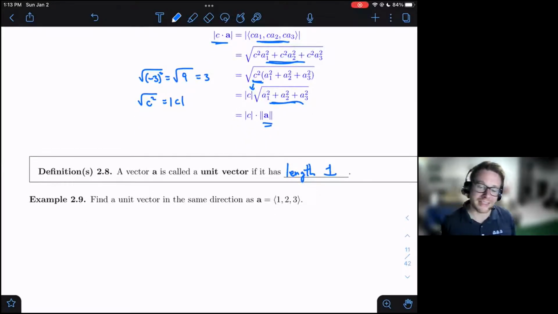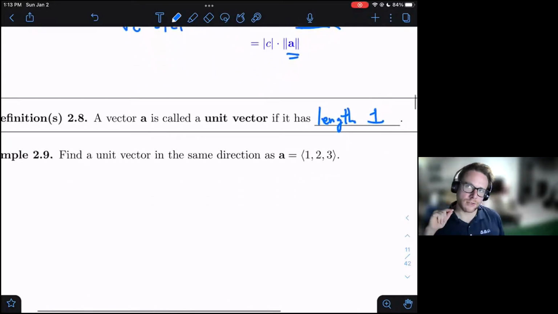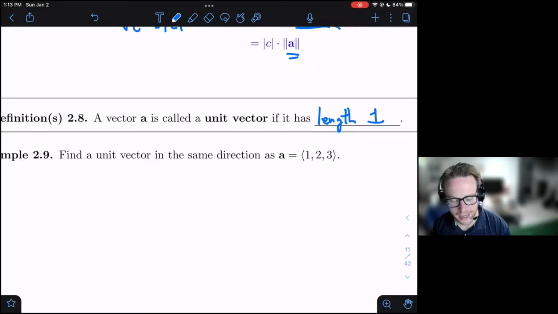So find a unit vector in the same direction as this vector A, which has the coordinates 1, 2, 3. Well, let's first figure out how long this vector already is. Maybe it's a unit vector, and then we're kind of just done. Okay, let's see here.